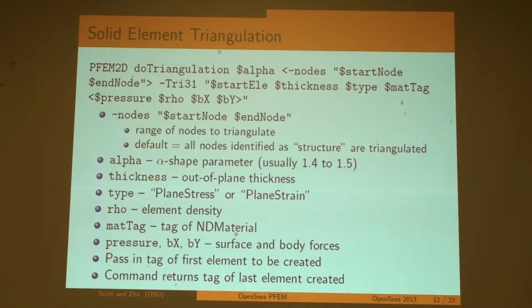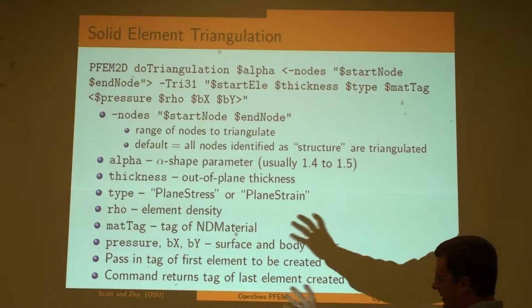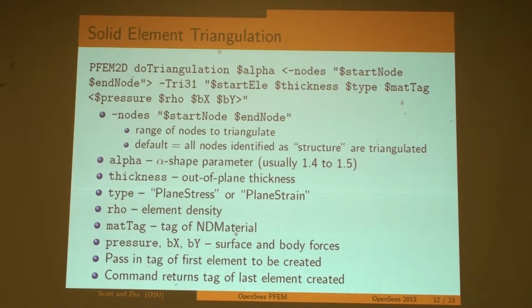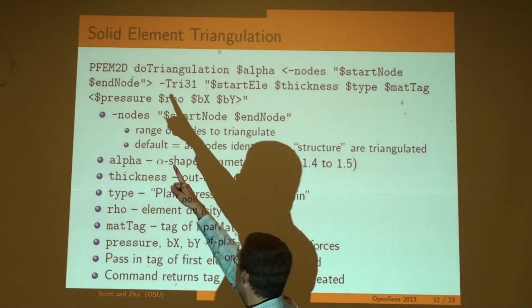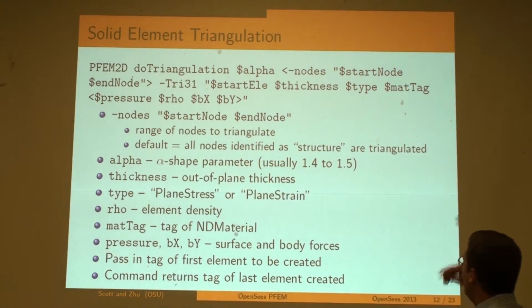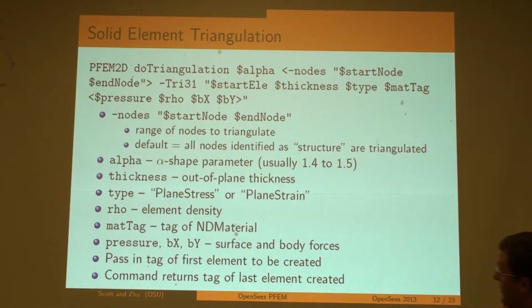And then we can also triangulate solid elements. If we had another group of particles or nodes that were meant to be in the structural domain, we can use the tri-3-1 or triangle 3-1 elements. Again, with starting element tag, thickness, type, plane stress, plane strain. And in the material tag, elastic, isotropic, or whatever. And then optional arguments for the density, body forces, and pressure. But it's surface pressure, not traction load.